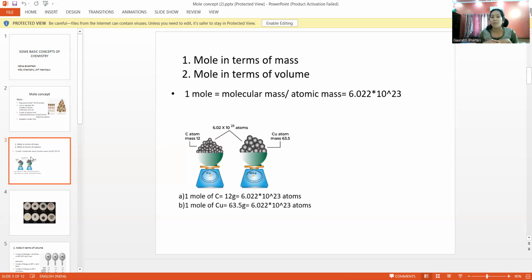Now here you can see with the help of the diagram, in both the cases the amount is 6.022 into 10 raised to the power 23 atoms, right, because 1 mole of carbon and 1 mole of copper both contain this particular number of atoms, while their atomic mass could be different.